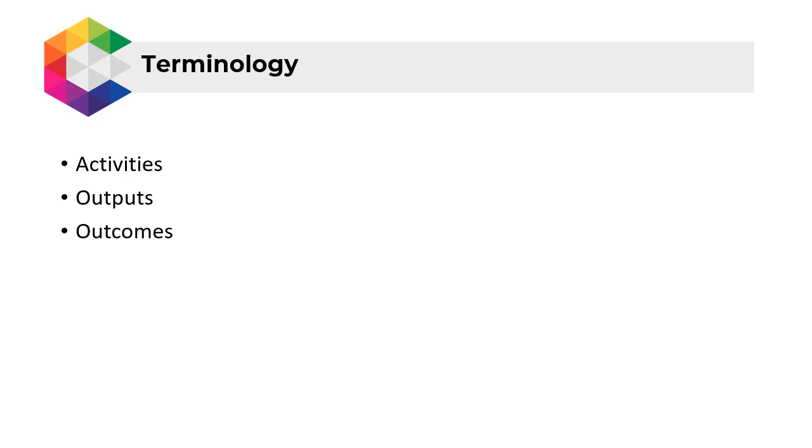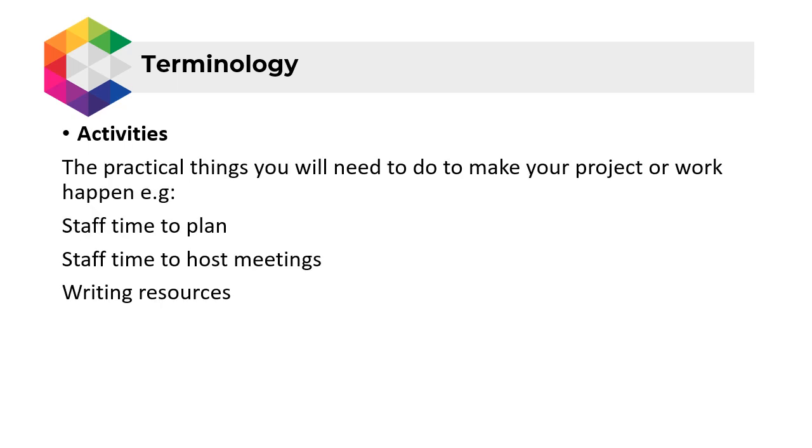So let's look at some of the jargon we're going to be looking at today. We're going to be looking at activities, outputs, outcomes, and impact. All things that you are going to need when you are writing a funding application. So it's important to understand that this webinar is a really simple look at some of the terminology. So we're going to be starting with activities.